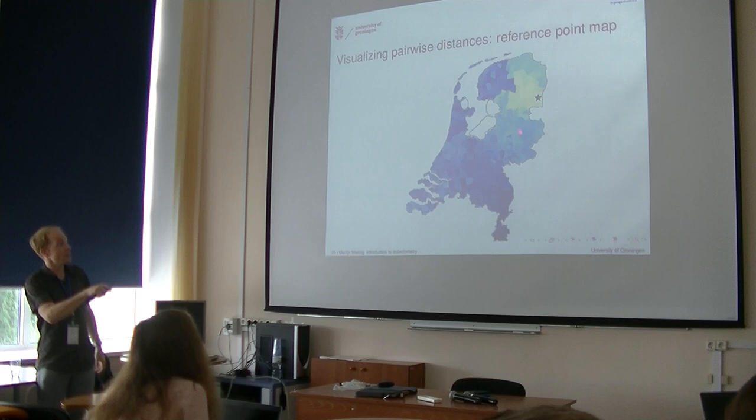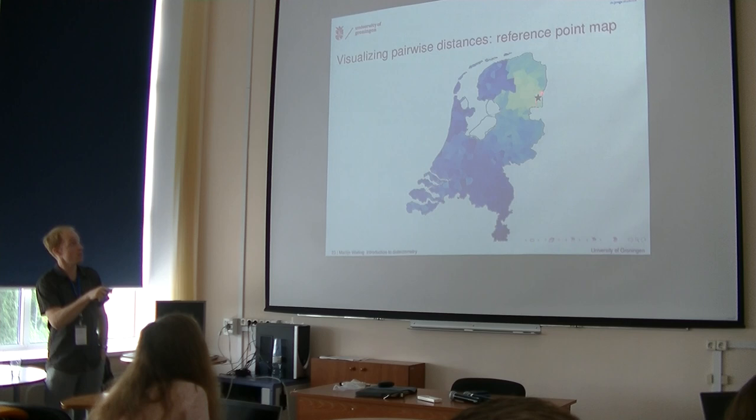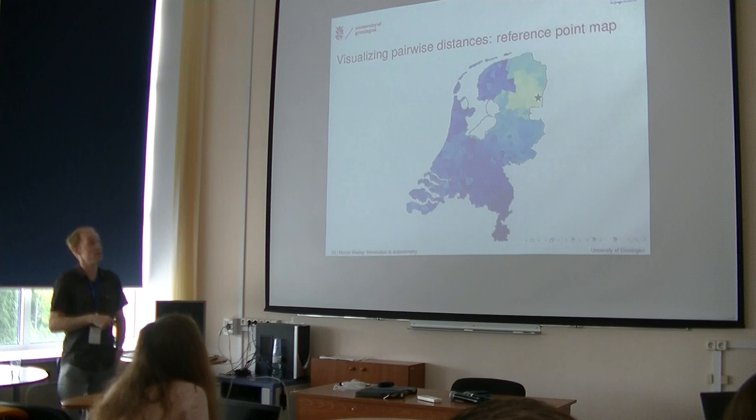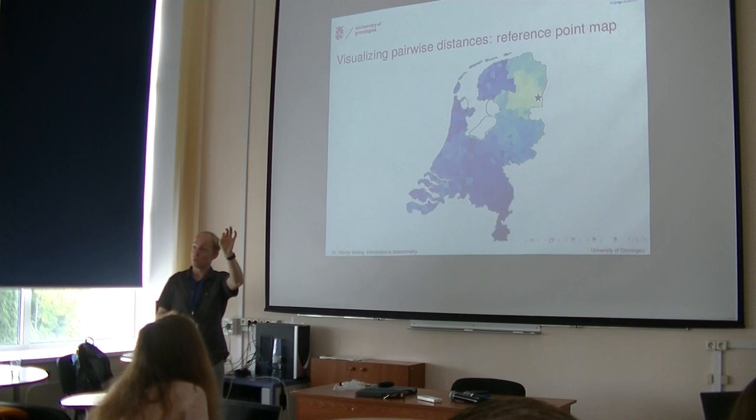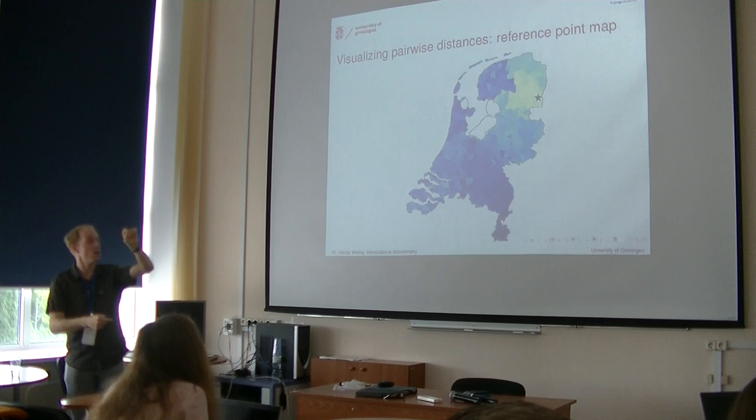And then the lighter it is, the more similar, the darker it is, the more different, right? So you would see if you live somewhere here in Drenthe, which is province south of Groningen here, then you would see that this area is fairly similar, but here it's really different, and Frisian is also really different. Right? But of course, this simply picks one column in your 424 times 424 table, right? And then colors all the other locations according to the distance from that point.